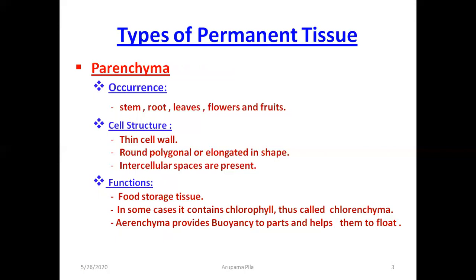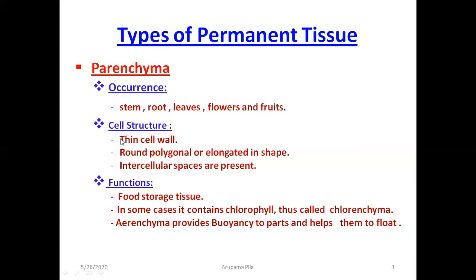So where do they occur? They occur in stem, root, leaves, flowers and fruits. This is their occurrence. So the parenchymatous tissues are present in the stem, root, leaves, flowers and fruits.